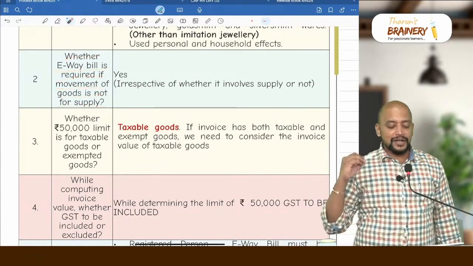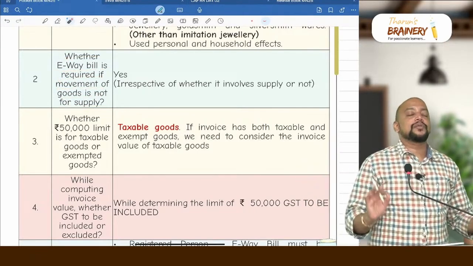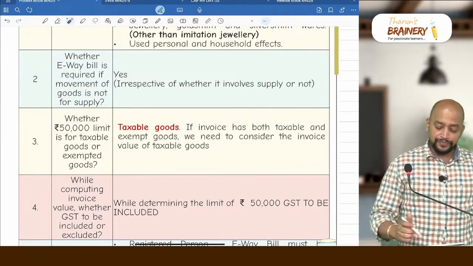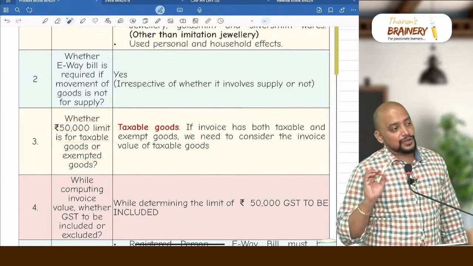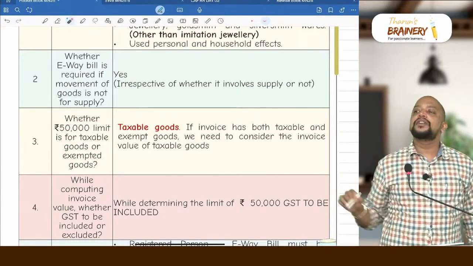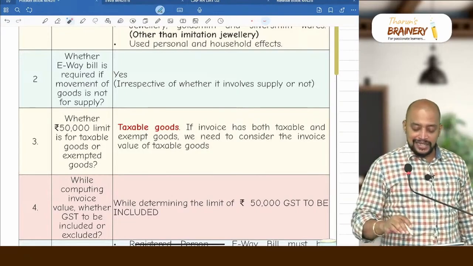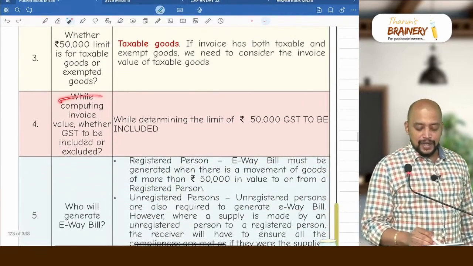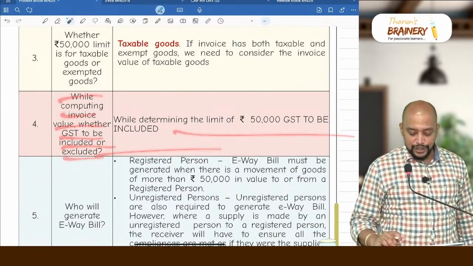Then next, whether e-way bill is required if the movement is not for supply. Yes, whether the movement is for supply or without supply, e-way bill is required as long as the goods are taxable goods. Then whether the 50,000 limit is for taxable goods or exempted goods: only taxable goods. What if in a single invoice there are both taxable and exempted goods? Exclude the exempted goods, see only the taxable goods. And next, while computing invoice value, whether GST is to be included or excluded: GST is to be included.